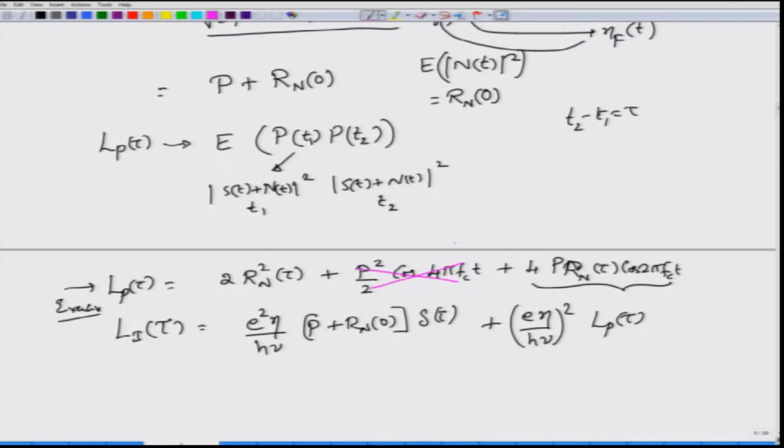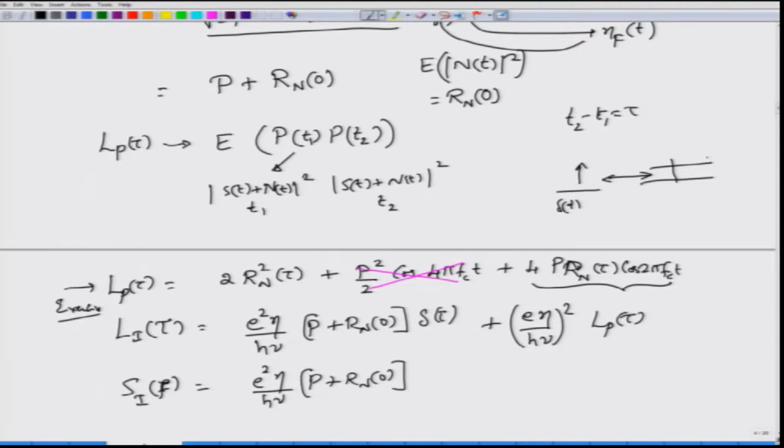Okay. Now that we have eliminated that, you can actually find out what would be the overall power spectral density. So, if you take the power spectral density of this process, you are going to get Si of f, where f is the frequency. So, it would be E square eta by h nu p plus Rn of 0. This term is independent of frequency. Remember, the Fourier transform is such that if you have delta of t as the time domain function, then its frequency domain or Fourier transform is basically a constant, right. So, for all the frequencies it would be a constant. So, delta of tau Fourier transform is 1. So, this is the term.